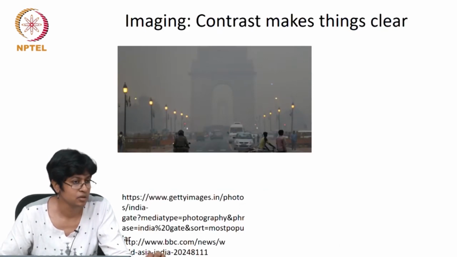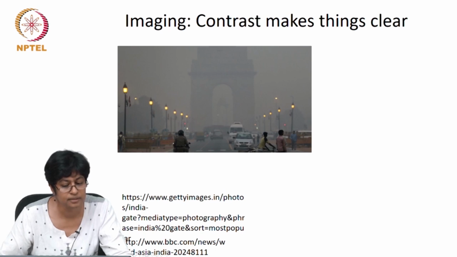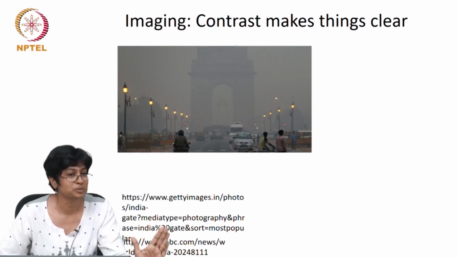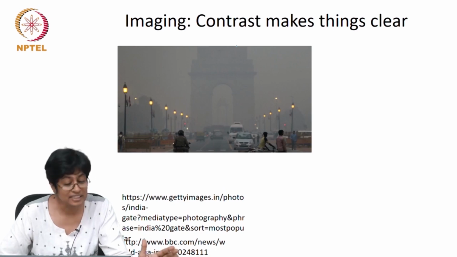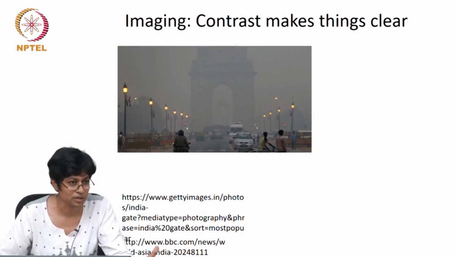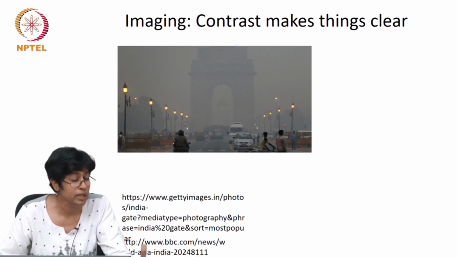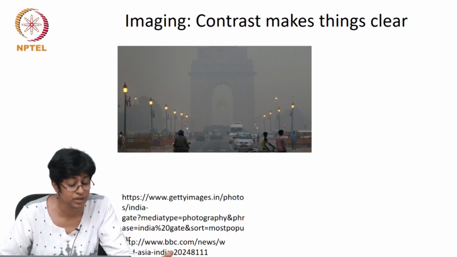A very important aspect of any imaging is that your image must finally have very clear contrast in it. Now, this is a picture of India Gate, and I chose Delhi because if you want to have poor contrast, you have so much pollution over there. It's easy to get images with poor contrast. So I am telling you there is India Gate over there, but you can almost not see it. The visibility is very poor.